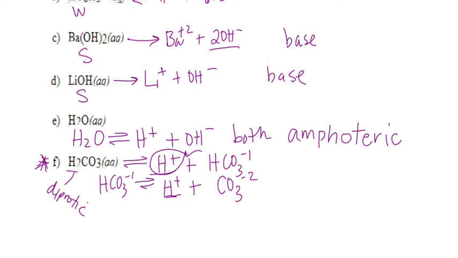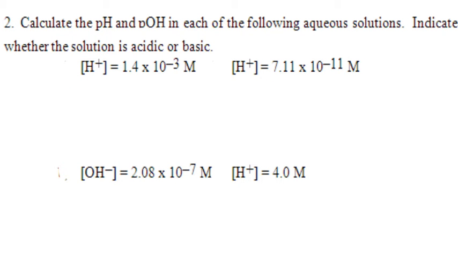All right. Next, calculate the pH and pOH in each of the following aqueous solutions. Indicate whether the solution is acidic or basic. So, P, negative log of, right? If we take the negative log of the H plus, that gives us pH. If we take the negative log of the OH minus, it gives us pOH. So we're going to have to find pH and pOH in both for every single one of these. We're only going to do these four. We're going to do them pretty quickly.